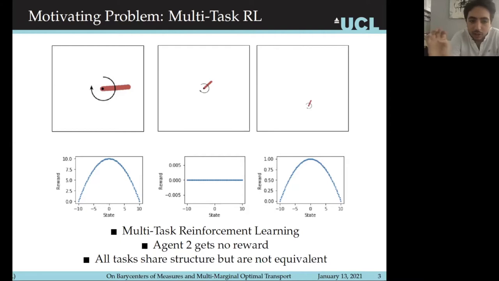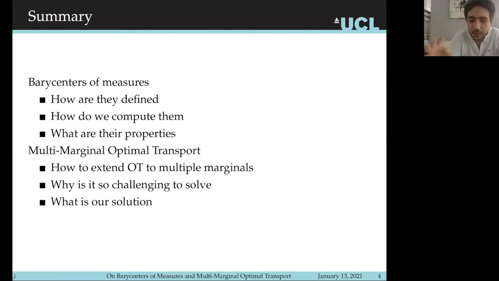As a brief summary, I'm going to talk about two problems. The first one is a problem of averaging: how do we average probability measures? The second one is a problem of multi-marginal optimal transport, which is a problem of comparing a lot of measures. I'll clarify what I mean by all this.